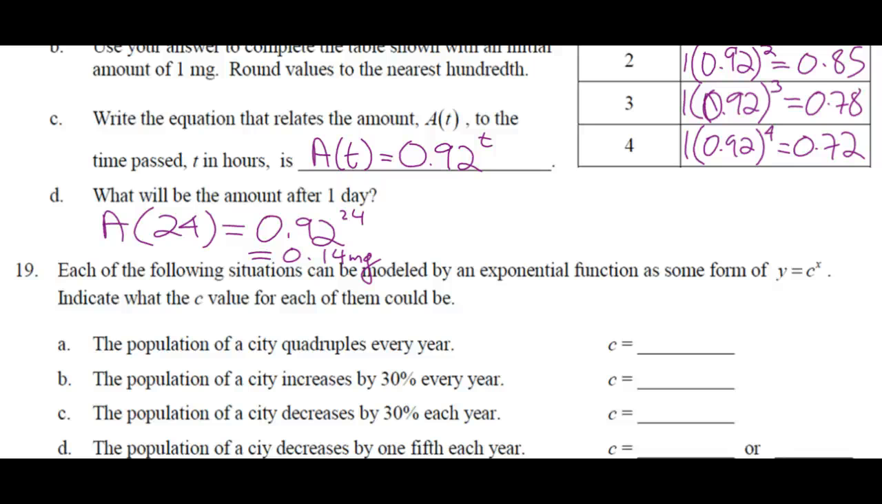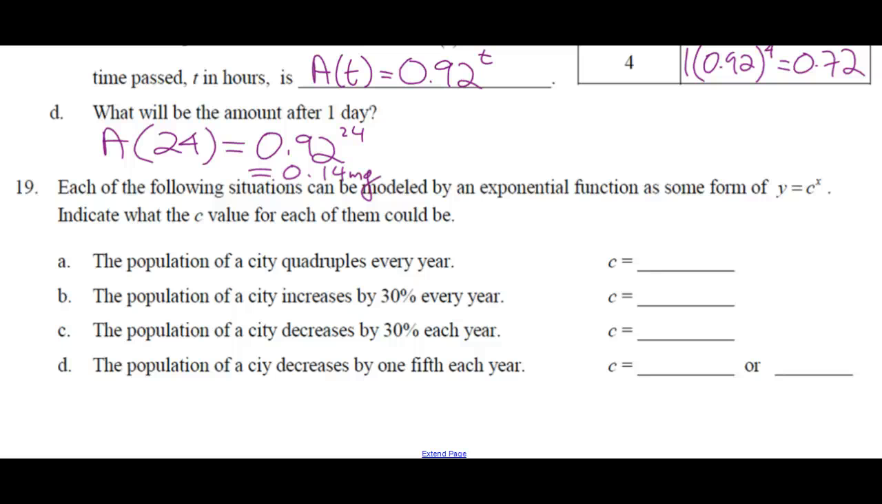Each of the following situations can be modeled by an exponential function as some form of y equals c to the x. Okay, so it could be growth, could be decay. Indicate what the value c for each of them could be. So if it quadruples every year, what's c going to be? 4. Yeah, okay, just 4.